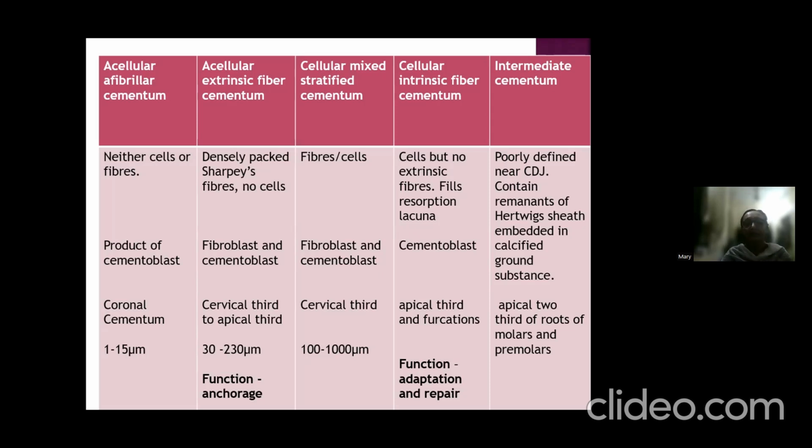So we see that acellular cementum is seen in the coronal and cervical third, and the mixed stratified cementum is also seen in the cervical third, whereas the cellular cementum occupies the apical third or apical two-thirds of the root area.